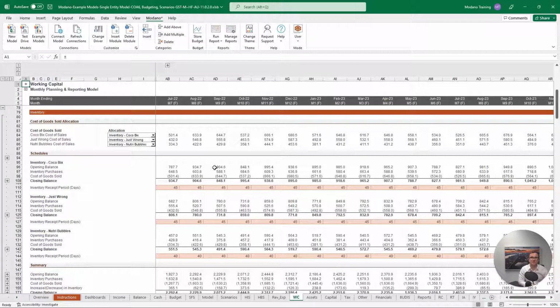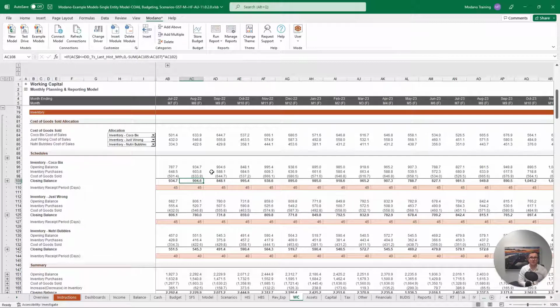Let's look at September 22 as an example. Looking at our T account structure, we can see that we have an opening balance of 904.6. We calculate inventory purchases of 588.1, less our cost of goods sold of 644.7, or the value of the Cocoa Bix inventory going out the door related to our Cocoa Bix sales, gives us our closing balance for the period. Now we can see this 644.7 is coming from our cost of goods sold forecasts, which are being brought in at the top of the analysis. The opening balance is also being brought forward from the previous month's closing balance.